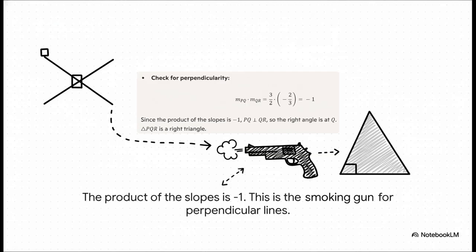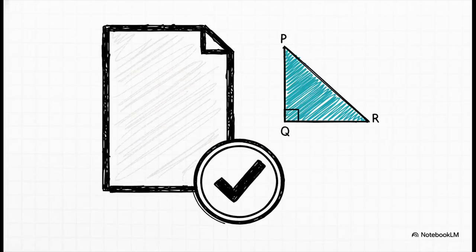In coordinate geometry, getting a product of -1 is the absolute smoking gun. It proves, without a doubt, that these lines are perpendicular. They meet at a perfect 90-degree angle. And with that one definitive piece of evidence, we can state our first verdict. Triangle PQR is a confirmed right triangle, and that right angle is sitting right there at vertex Q.